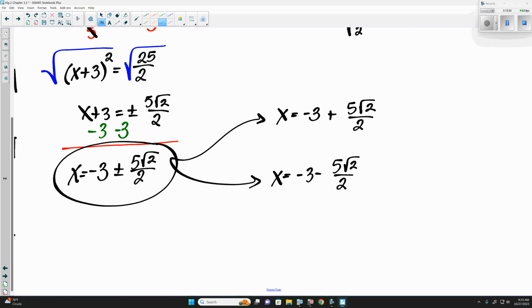Now, if it had been just, say, 5, they didn't have the square root of 2, well, I can do negative 3 plus 5 halves. I can do negative 3 minus 5 halves. We can combine those. If you can combine them, you need to combine them. Here, because it has the radical, we can't. This is the final answer. Questions on this here?